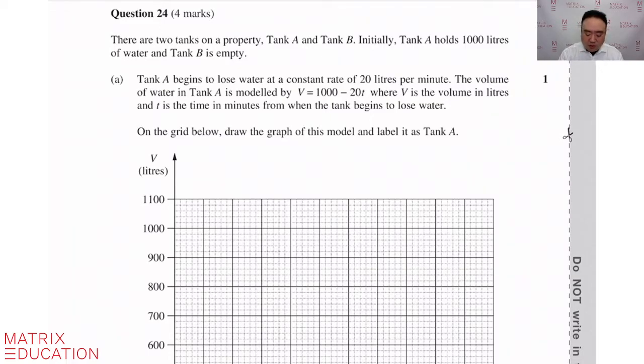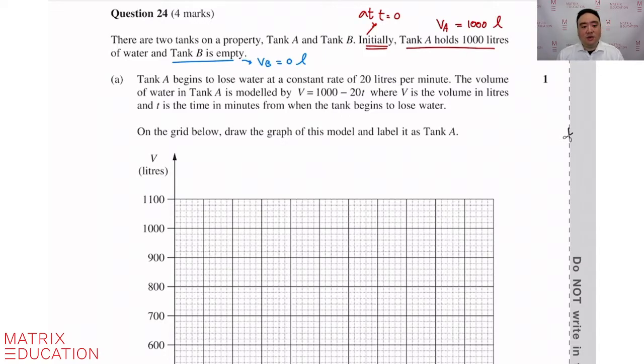When we read this question, I said initially, that means at time t equals 0 straight away, okay? At t equals 0, tank A holds 1,000 liters, so V of A must be 1,000 L. And tank B is empty. I'm going to use blue for tank B. So tank B is empty. That means V of B must be 0 L, based on the given information.